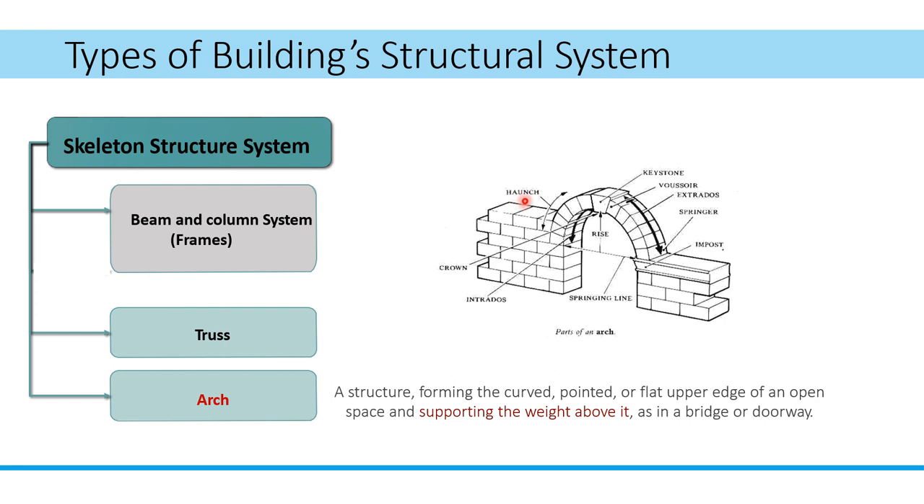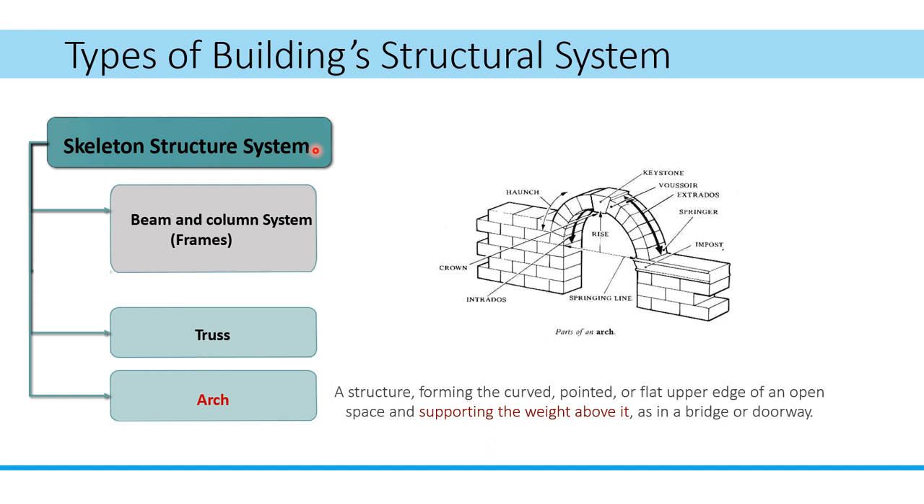The main thing here is the load distribution. The benefit of the arch is that when the load comes on it from above, it transfers the load to the sides in the sense of compression. There is no tension when the load is applied on the arches; the load transfers to the supports in the compression sense, and no tension will develop. But for example, if the arch is made of brick, brick is strong in compression but weak in tension.